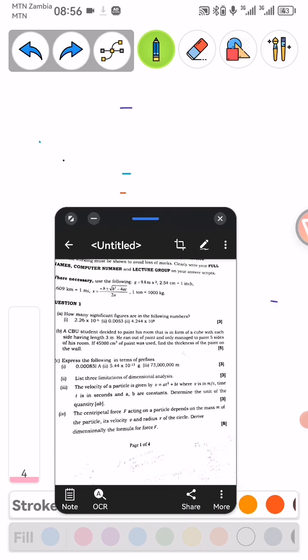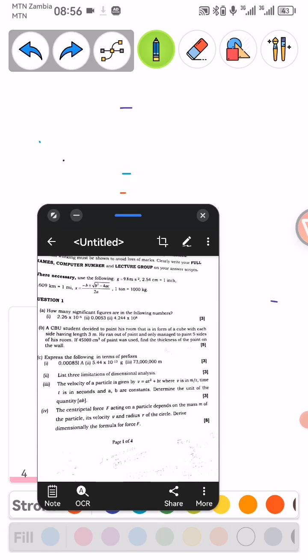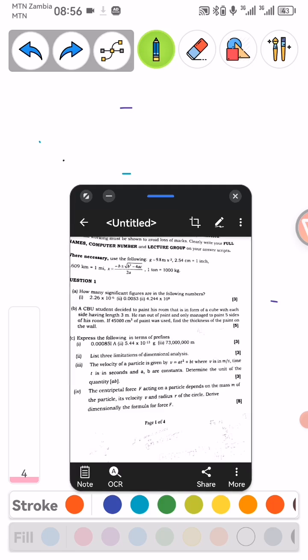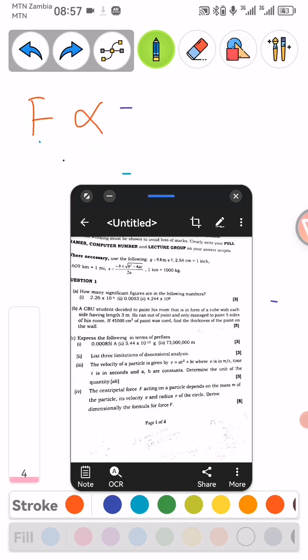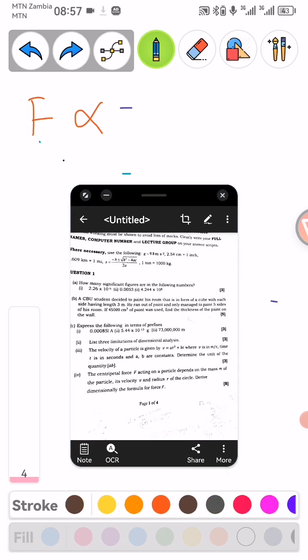Whenever I see a question on dimensional analysis, it always has the word "depends". So ignore everything until they say depends. The centripetal force F acting on a particle depends on what? We're going to use that symbol to indicate depends. It depends on the mass m of a particle. What else? It depends on v. What else? It depends on r.